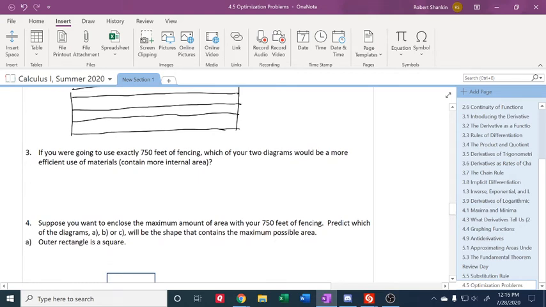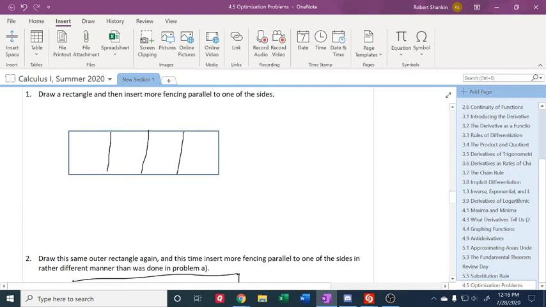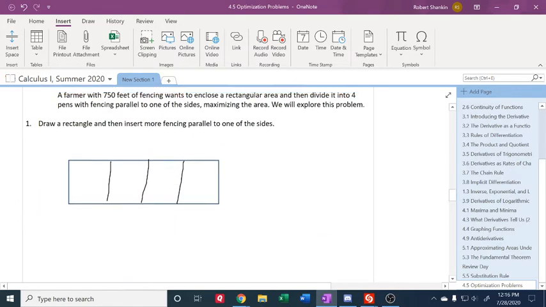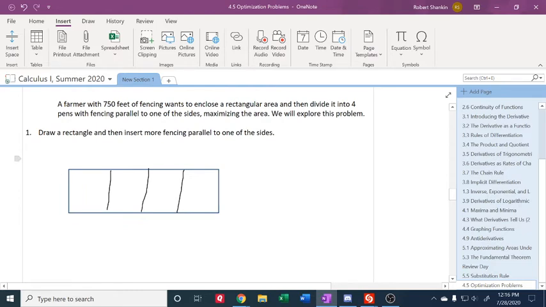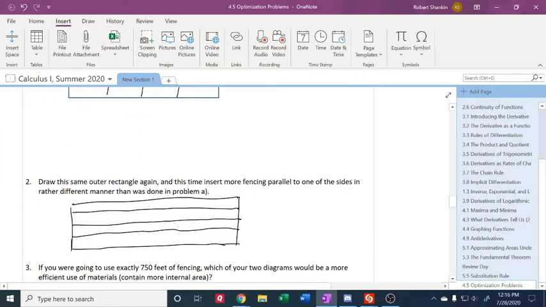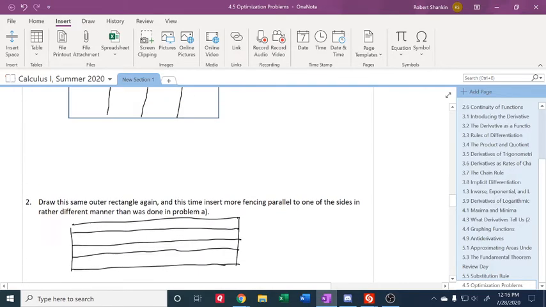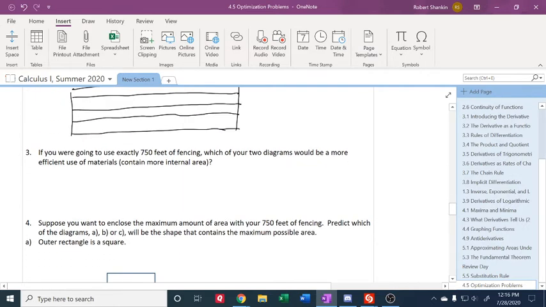Let's go to number 3. If you're going to use exactly 750 feet of fencing, which of your 2 diagrams would be more efficient use of material and contain more internal area for 750 feet? Well, Kylie was already saying it was the vertical ones. Because this one you're using way too much fencing. You're going to have to make it rather short. You can probably make this outer rectangle a lot wider, because you're using a short amount of fencing to make the barriers. Alright. So the answer for this would be number 1.